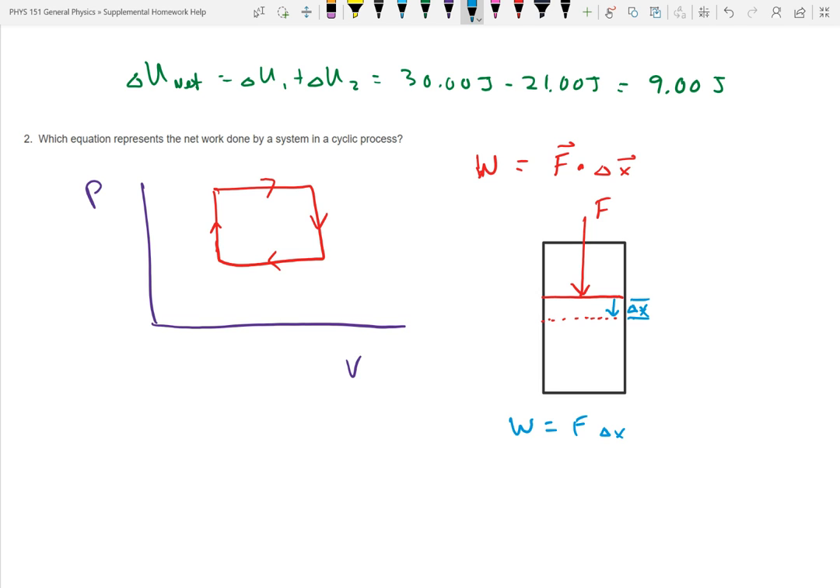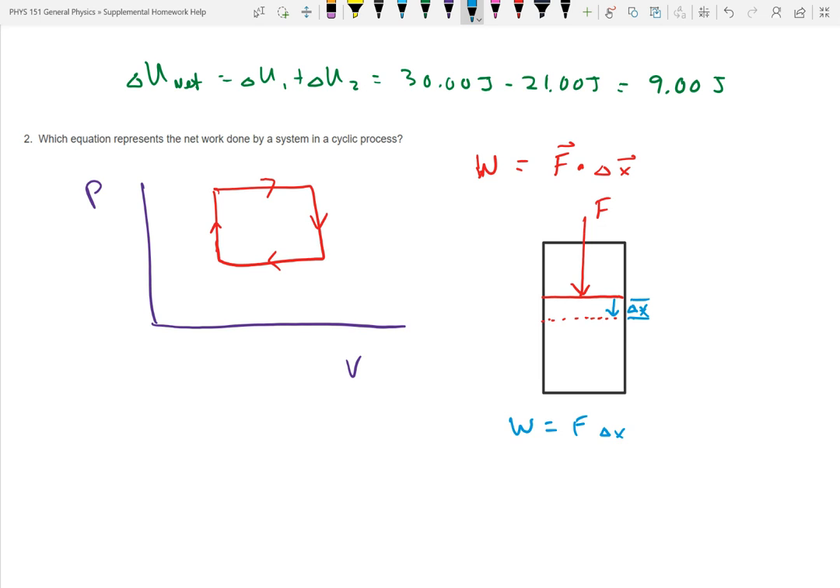Why is it parallel? Because my arrow for the force is down and my arrow for the delta x is down. This here is the same direction as that. And so those are parallel. They're in the same direction. Okay. And so the work is just force times delta x.